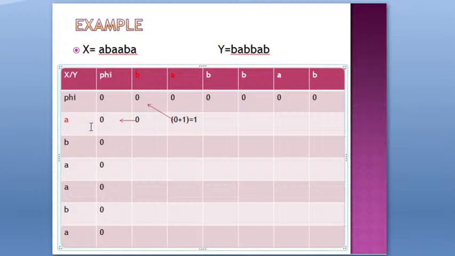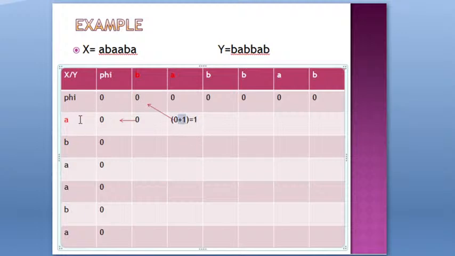Next is if characters matched. See, my letter is A, my letter is A. So in both cases my characters matched. Now if characters match, you only need to take the value from the diagonal element. I will put the value in this cell. So what is the diagonal element of this cell? Nothing but this, right? So I took the diagonal element and do +1. That is the formula: take the diagonal element and do +1.